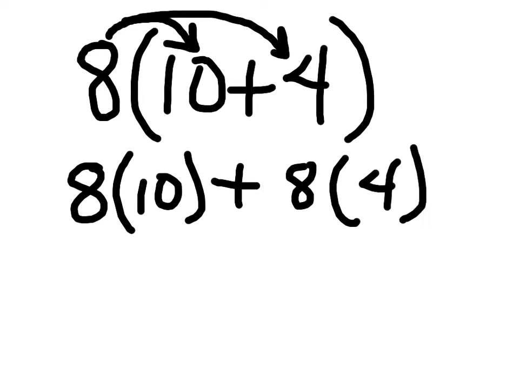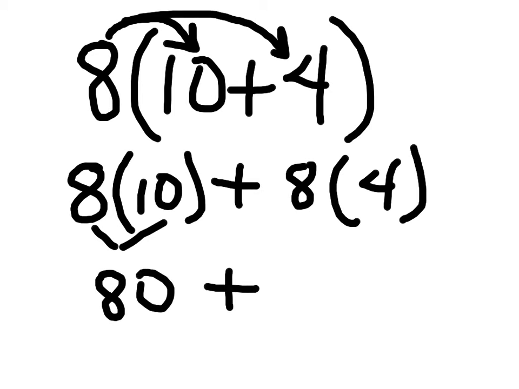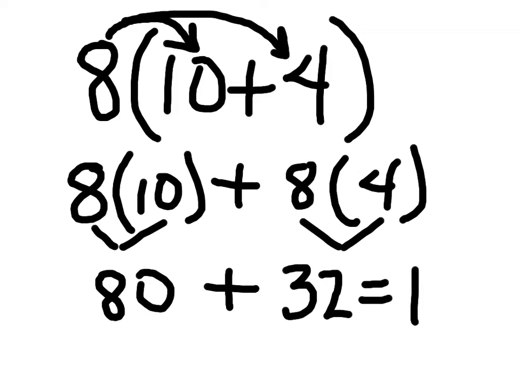We do the math. We've got to do our multiplication. 8 times 10 is 80. And then what's 8 times 4? 32. We add 80 and 32 and we get 112. All right.